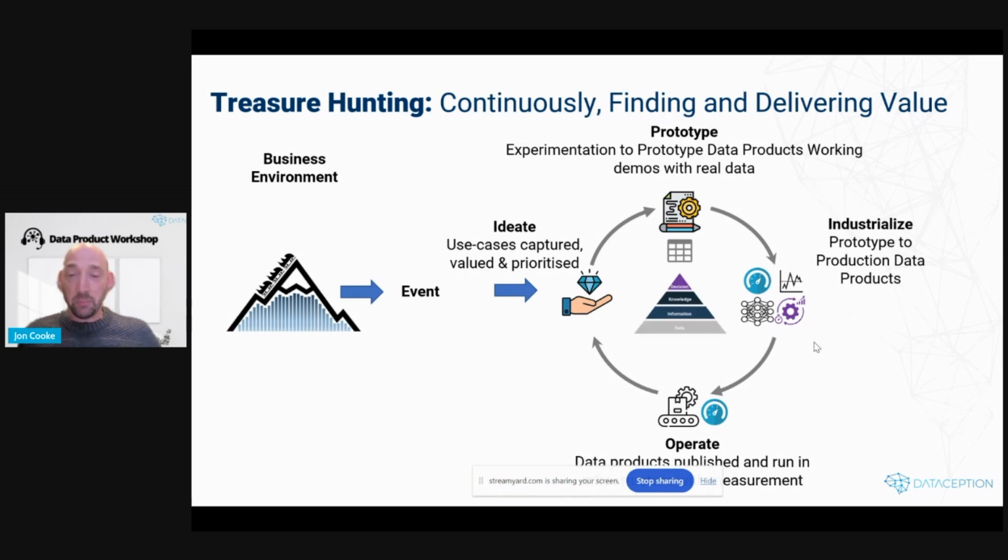And in the middle is our data product pyramid. For viewers who've seen this before, this will be familiar ground, but I'll go into that in a second. But this is really the core of the framework that we use to actually run through this process.